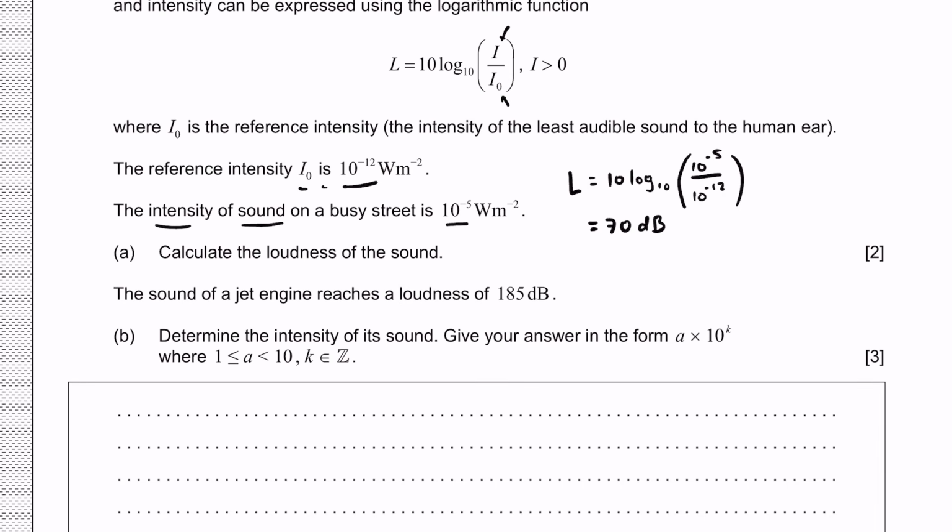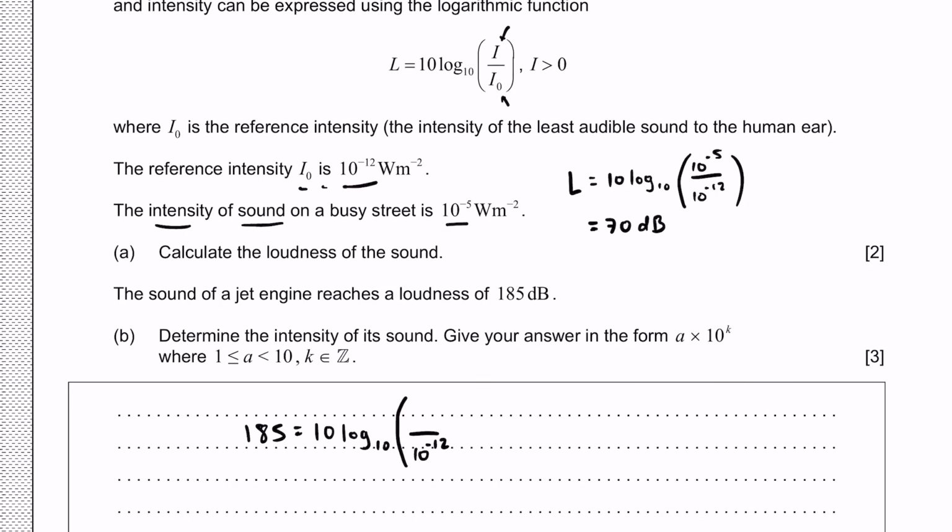So L, we know what L is. It's equal to 185. So 185, 10 log base 10. And then let's make sure that we've got I and I naught correctly. I naught is the reference intensity, and they told us it was the least audible sound. This one's always going to be the same. This reference intensity, I naught, it's the baseline which we measure against. So we know this is 10 to the negative 12.